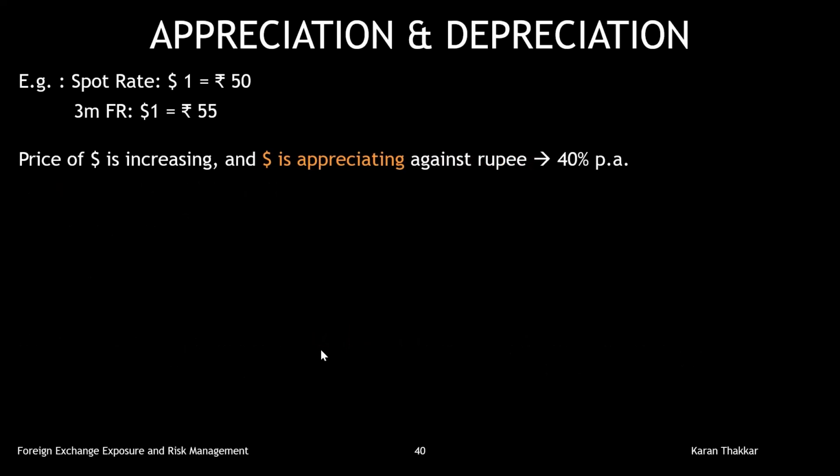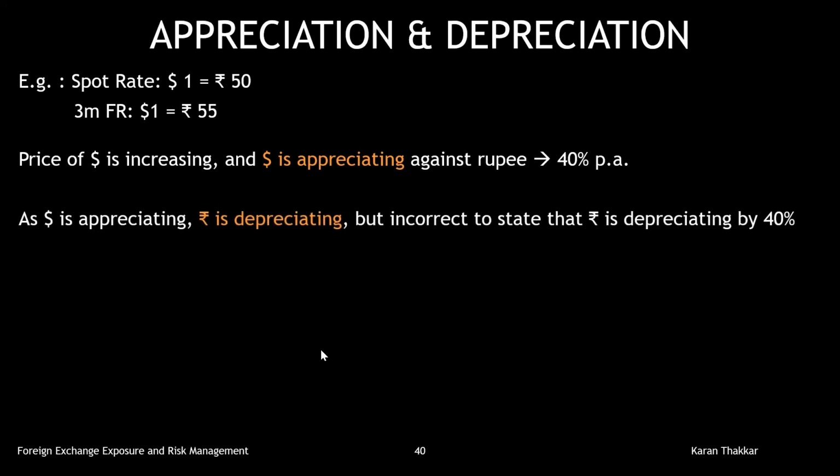So if we want to find the percentage of appreciation or depreciation for a price currency, let's get back to our original example wherein we had the dollar which was appreciating by 40% per annum. Now as dollar is appreciating, rupee is depreciating, but it would be incorrect to state that rupee is also depreciating by 40%. So how do we find the percentage change in the price currency, which is rupee in this case? We have two methods for it.